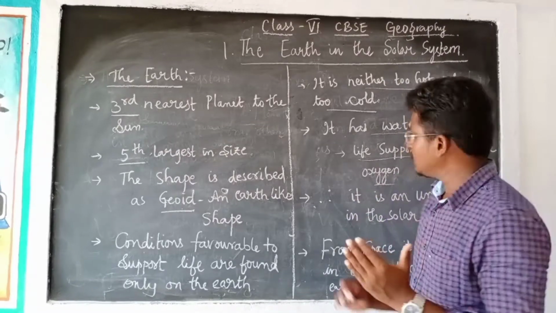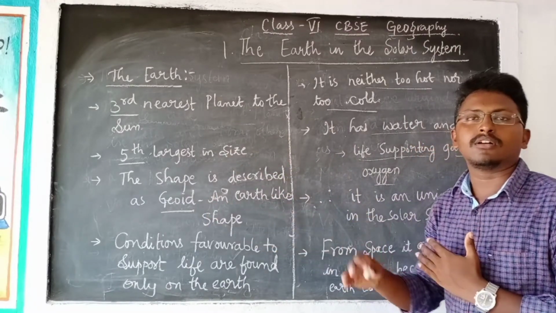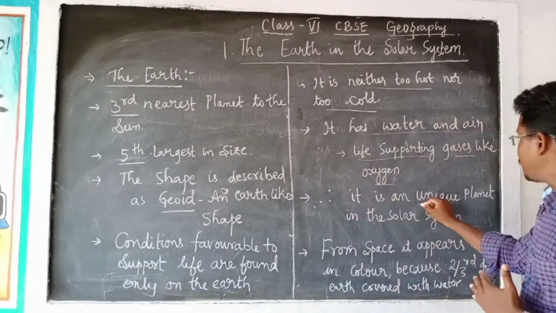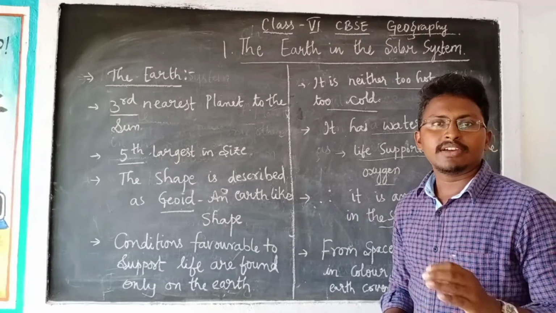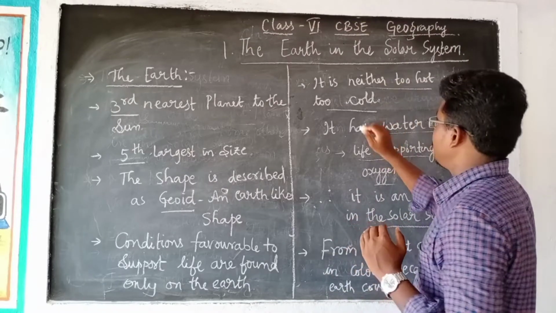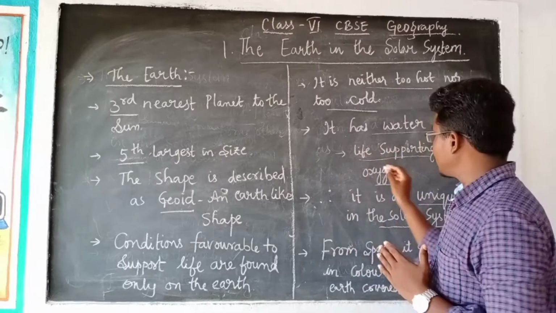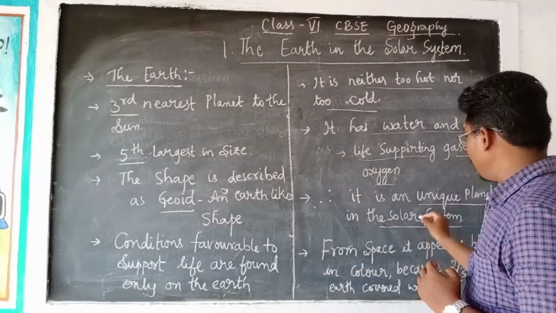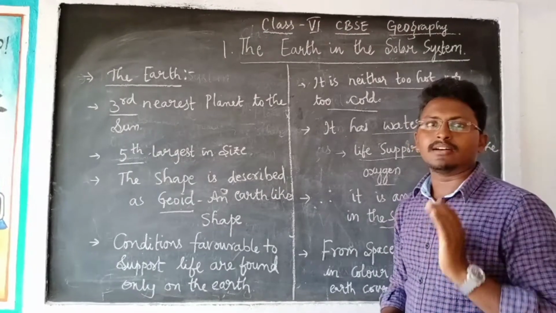Because of these life supporting gases, because it is not very hot, because it is not very cool, earth has become a unique planet in the solar system, or you can say a very special planet in the solar system. Why? It is not too hot, it is not too cold, it has water, it has air, it has life supporting gases like oxygen. Because of these reasons, it has become a unique planet in the solar system.